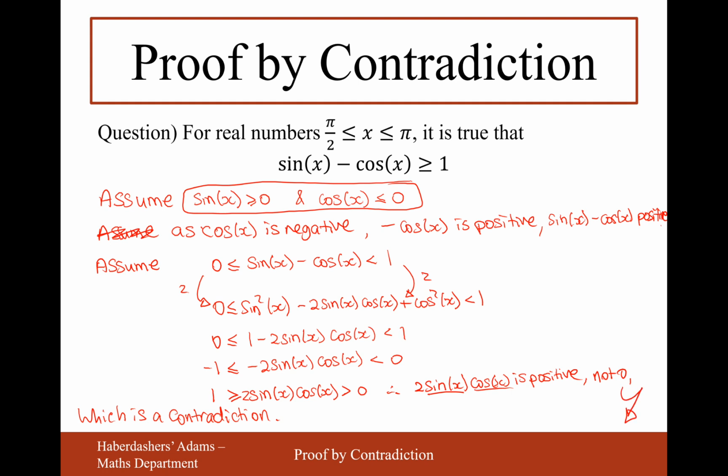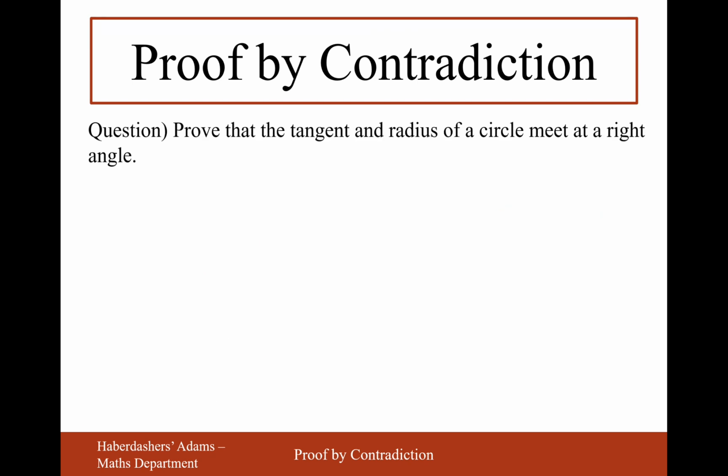Let's move on to the final question. Prove that the tangent and radius of a circle meet at a right angle. So let's just remind you of that circle theorem from year 11. We've got a circle, we've got a tangent, and it should touch it just at one single point. So just remind ourselves of the definition of a tangent.